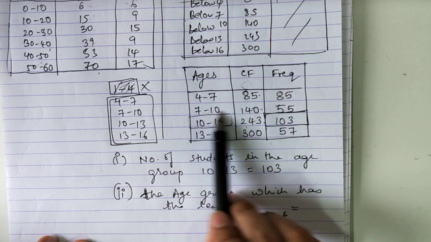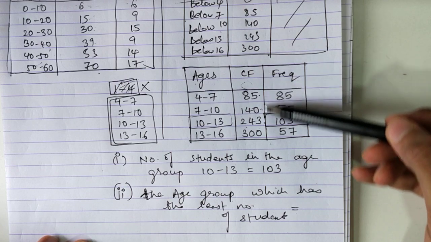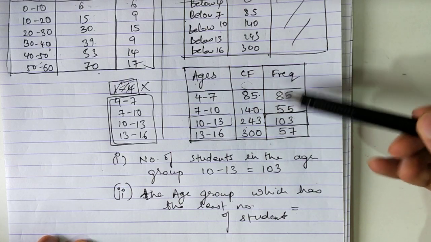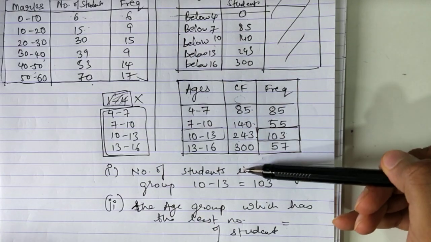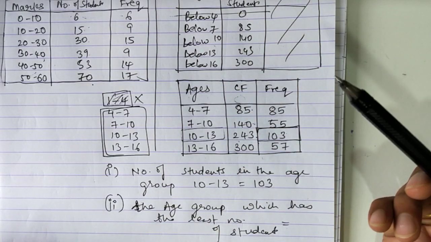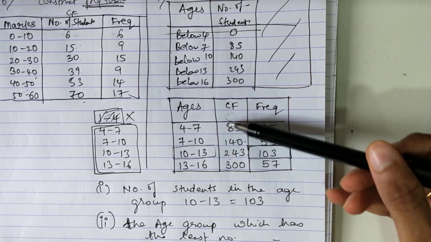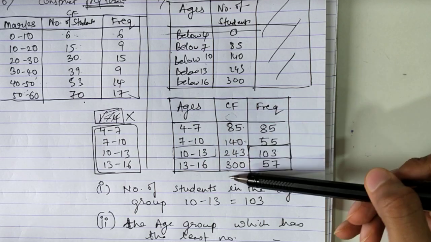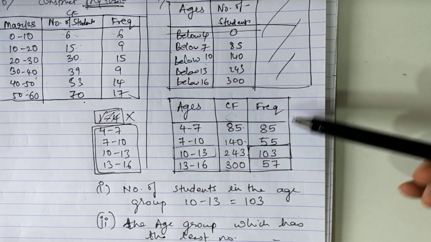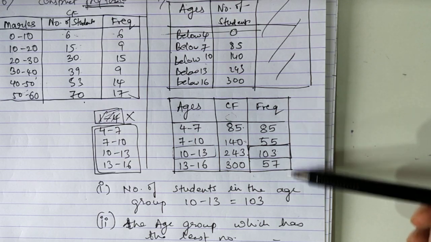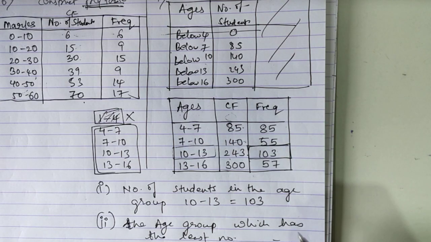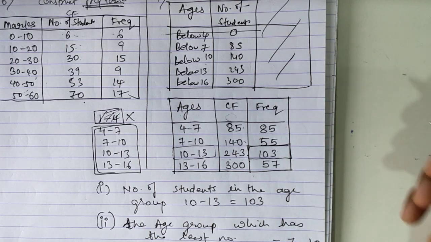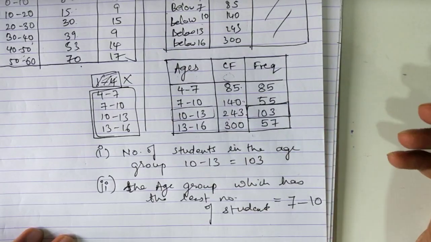Now which age group has the least number of students? Now this, use the frequency to find that. Because you cannot use cumulative frequency, because cumulative frequency is always increasing, so the last number will always be greater than all the numbers. But I've told you, these are not accurate values, these are cumulative values. So use this and see which group has the minimum number. The 55 is minimum, so which age group? 7 to 10. Your answer is 7 to 10.